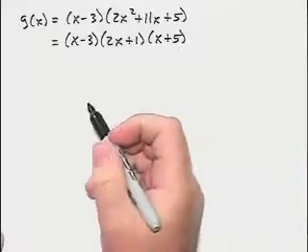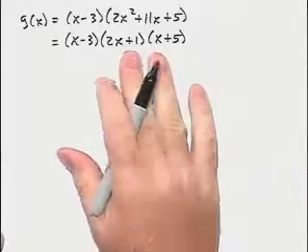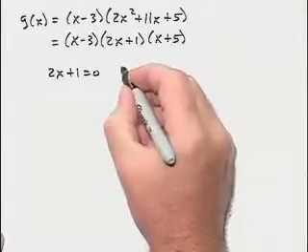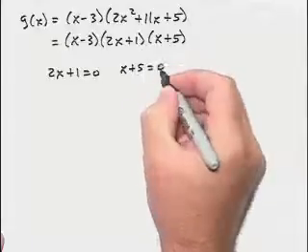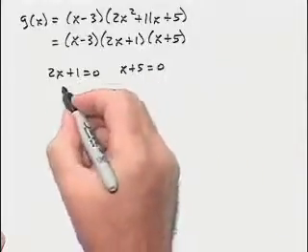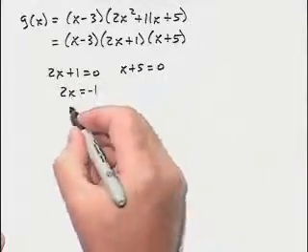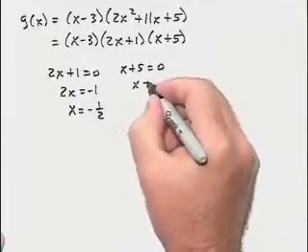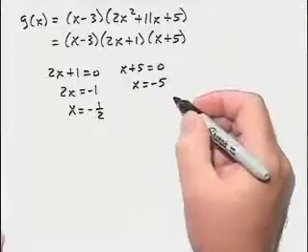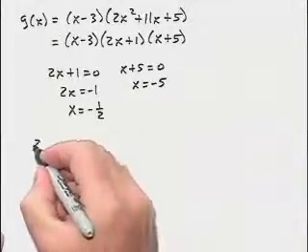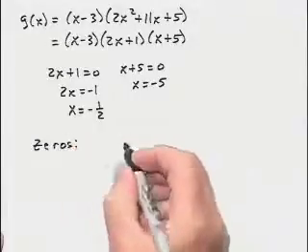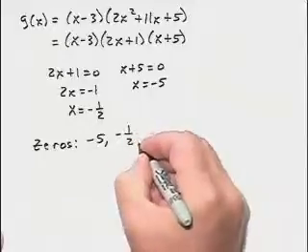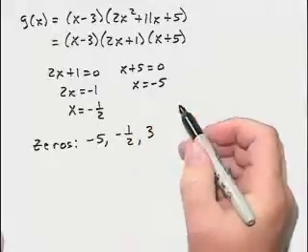To find the remaining zeros, set our last two factors equal to 0 and solve. We get 2x plus 1 equals 0. X plus 5 is equal to 0. So solving this equation, we get 2x equals negative 1, or x is negative 1/2. This equation will end up with x is equal to negative 5. Therefore, the zeros for our function are negative 5, negative 1/2, and 3.